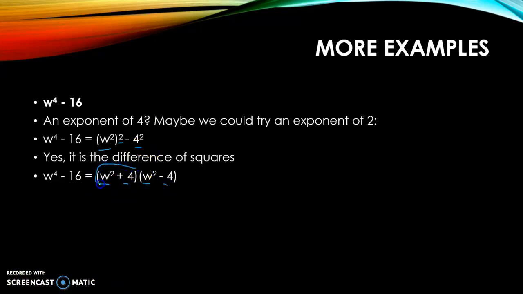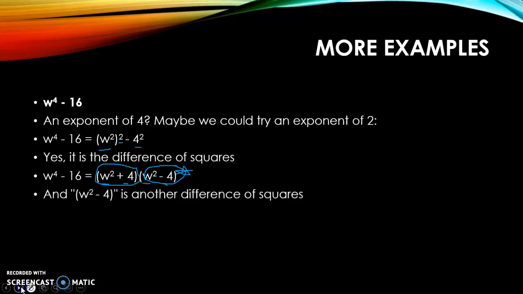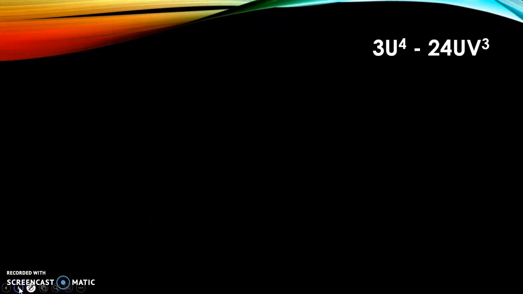But then these look like maybe they can be factored again, specifically this one. That looks like another difference of squares. So we're going to factor that one again. w squared minus 4 is the same as, adding this w squared plus 4 down here and factoring this using difference of squares to w plus 2 and w minus 2.